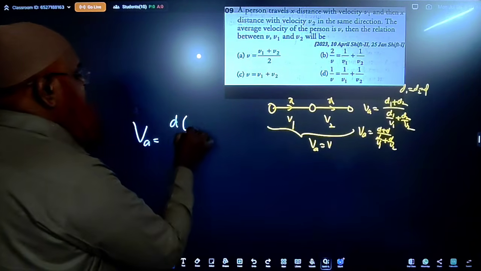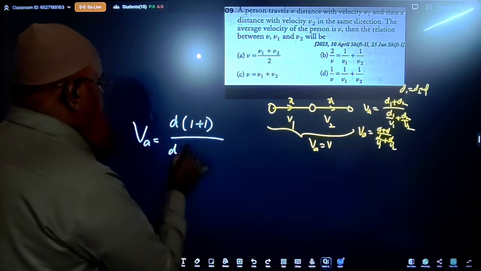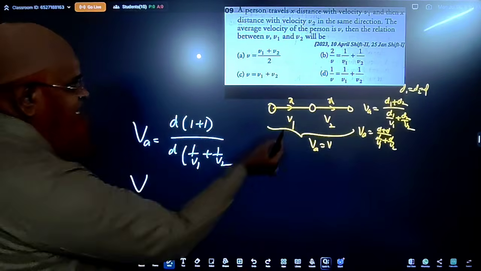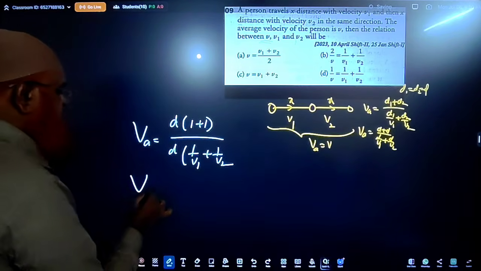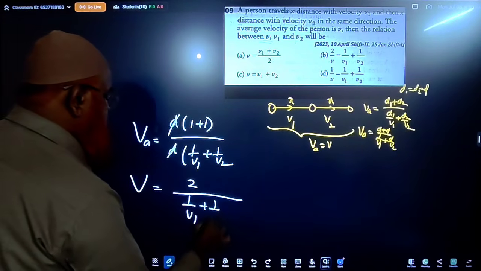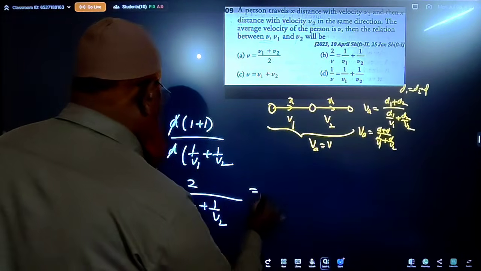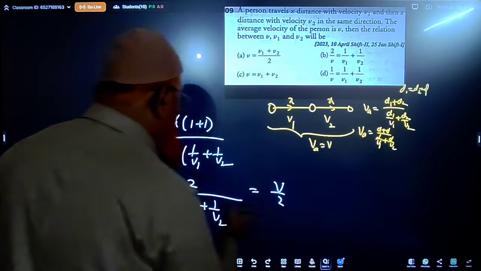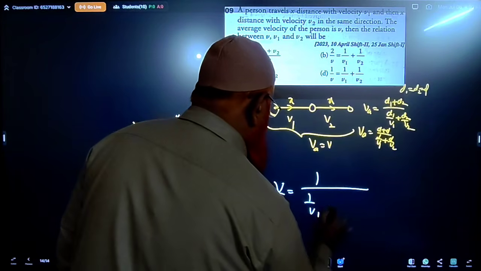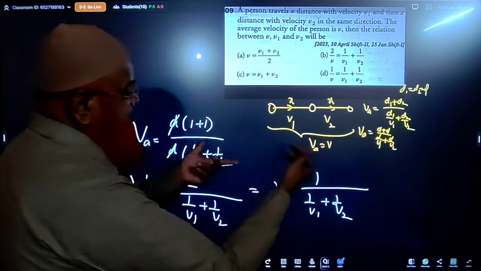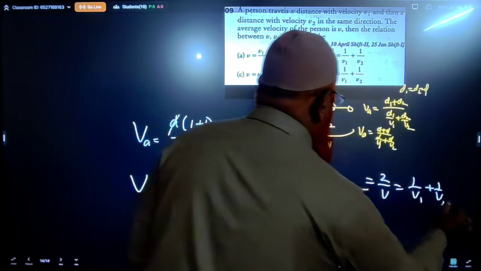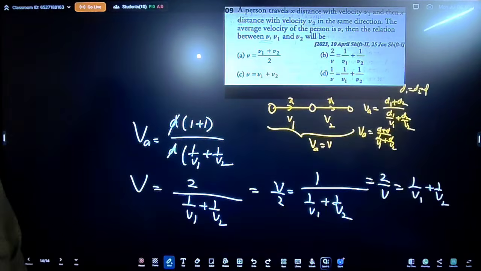So taking D common, the numerator is 1 plus 1. Again if you take D common in the denominator, 1 by V1 plus 1 by V2. So V average, V according to the problem, D D cancel, is 2 divided by (1 by V1 plus 1 by V2). So what will you do now? We write this as V divided by 2 equals 1 by V1 plus 1 by V2. Make it reciprocal. Then you will get 2 by V is equal to 1 by V1 plus 1 by V2. Understood why I am saying this?